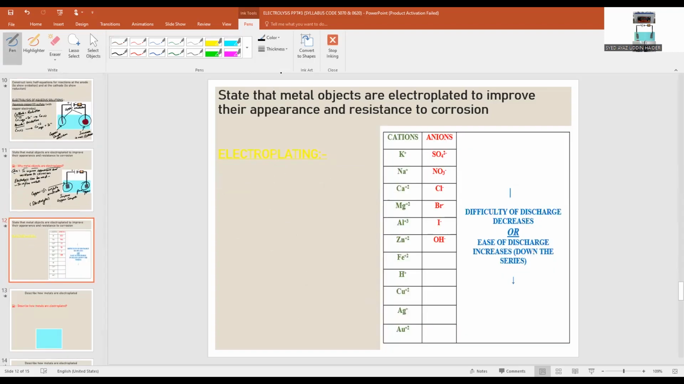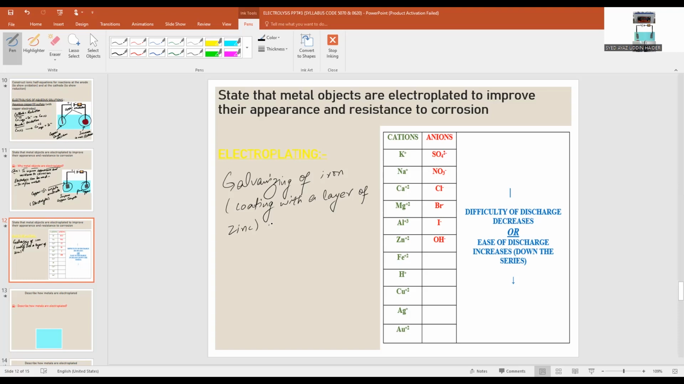Galvanizing is the process in which a metal which is likely to corrode is coated with a thin protective coating of another metal. For example, galvanizing of iron, like coating with a layer of zinc.